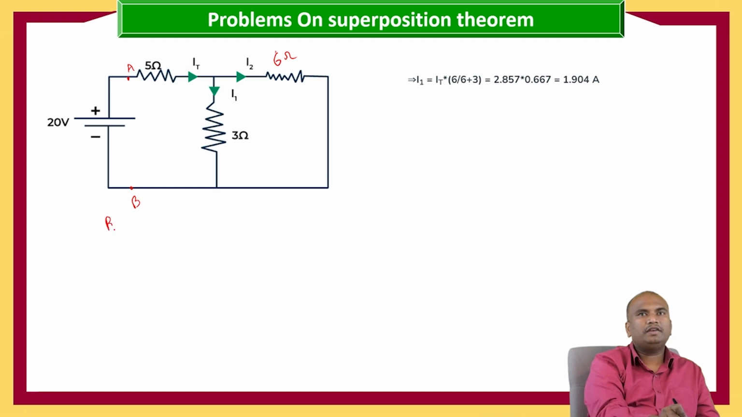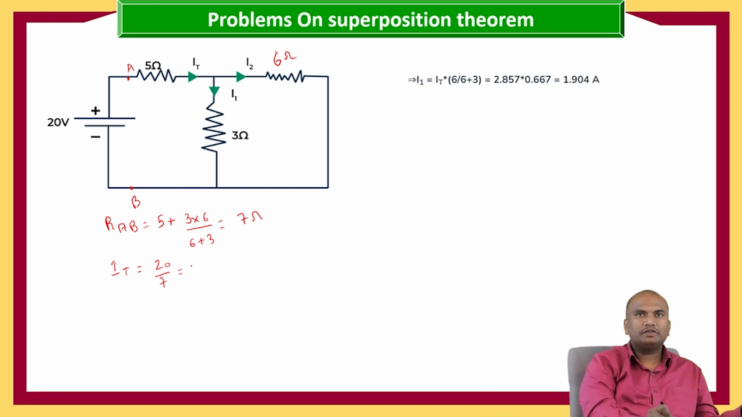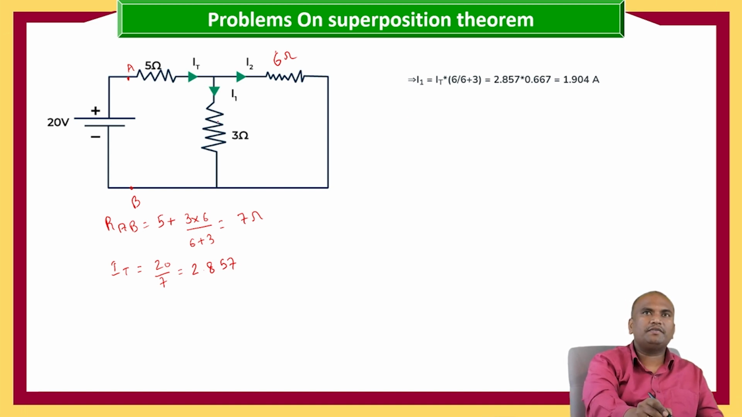So RAB is equal to 5 plus 3 into 6 by 6 plus 3, which is equal to 5 plus 2, 7 ohms. This is the RAB value. Now I total is equal to 20 by 7, which is equal to 2.857. This is our total current, and this total current is divided into two.